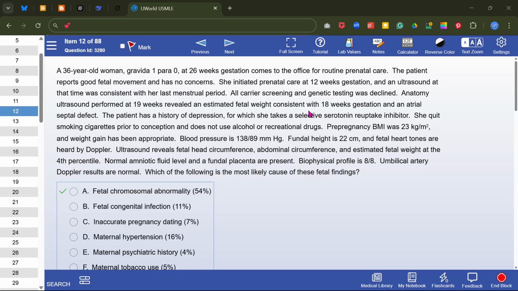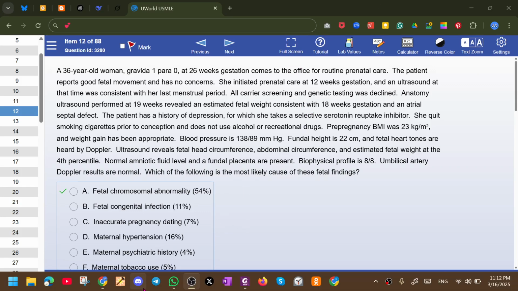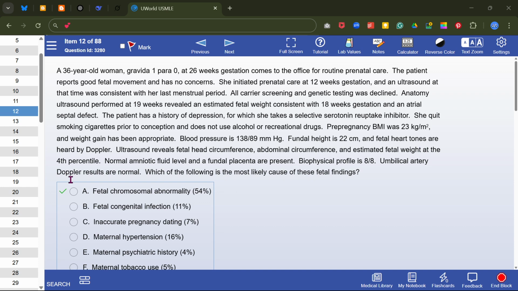Okay, if you look at this question, what have you found? I'm not going to read the whole question. I'll try to show you the tactic of finding answers from this question. Look at the estimated fetal weight at fourth percentile.